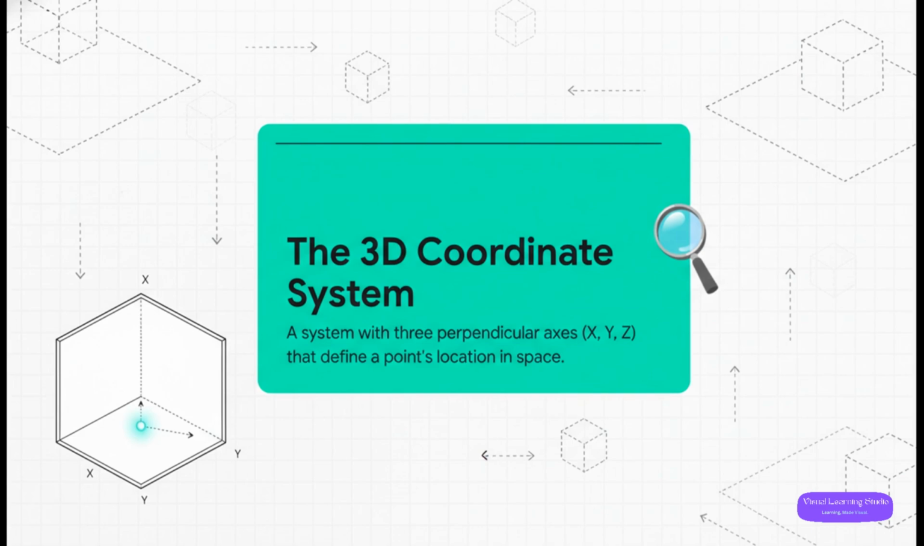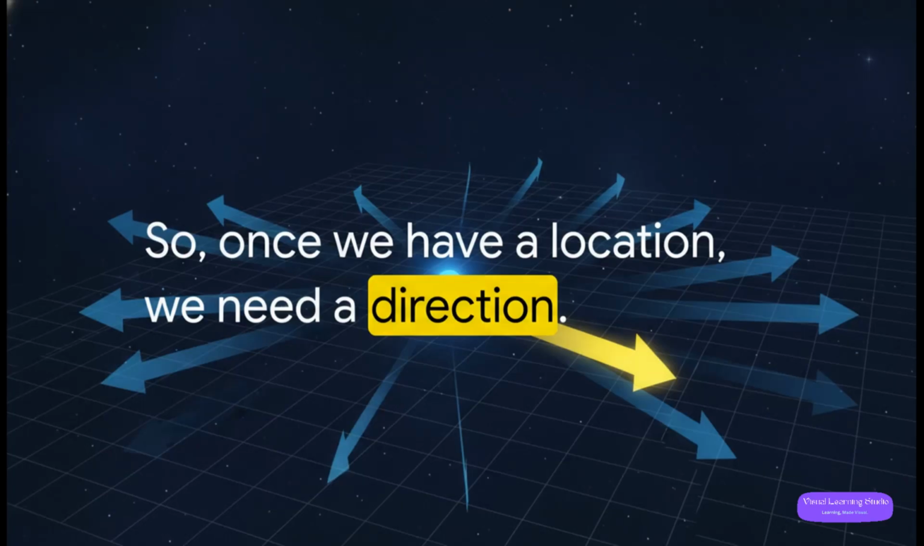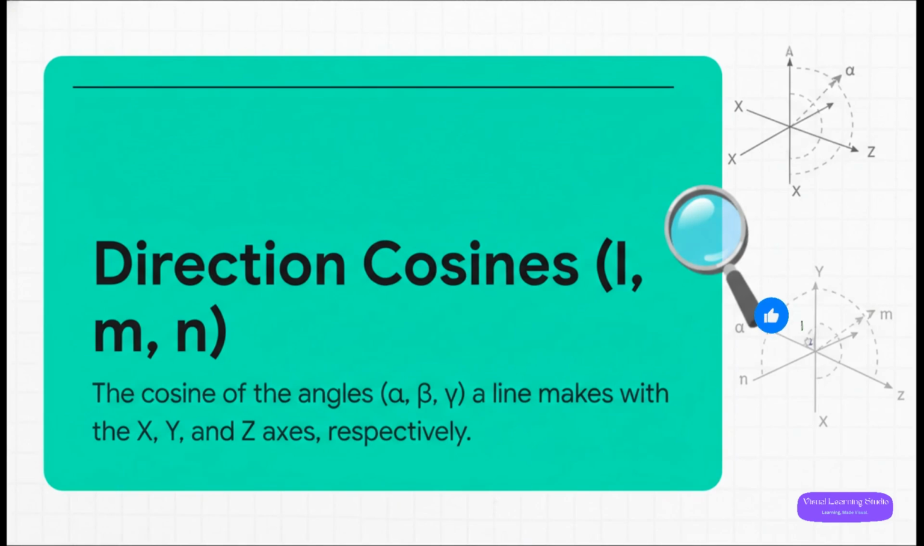The floor lines are your X and Y. That vertical line, that's Z. Okay, so a location is just half the battle. We also need to know, which way are we pointing? This sounds super technical, right? But it's just a fancy way to say which way a line is pointing.